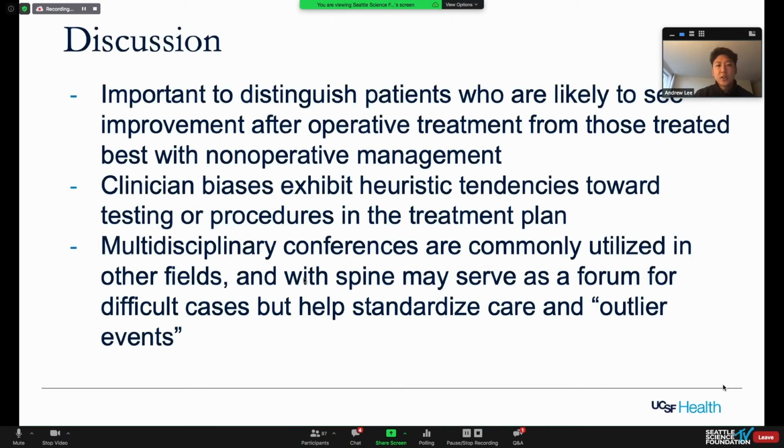So as a discussion, it's important to distinguish patients who are likely to see improvement after operative treatment from those treated best with non-operative management. We know that clinicians' biases are based on heuristic tendencies, resulting in tendencies towards procedures or testing. Multidisciplinary conferences are commonly utilized in other fields, and spine may serve as a forum as well for difficult cases, but also to help standardize care and address outlier events.